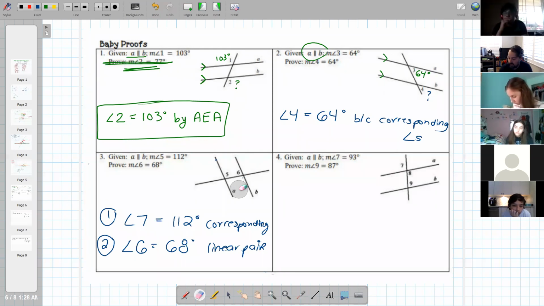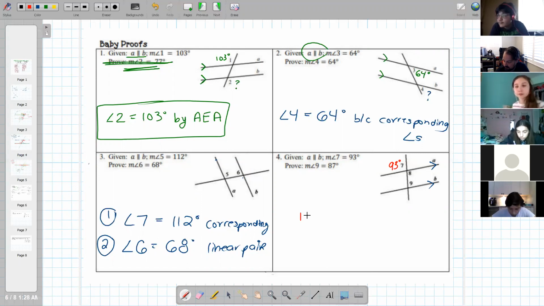Okay. Looking at number 4 now, A and B are parallel again, so we can add our parallel symbols. The measure of angle 7 is 93. And we're trying to figure out the measure of angle 9 here. How might we do that? Go ahead and take a minute. We're looking for 2 steps again here.